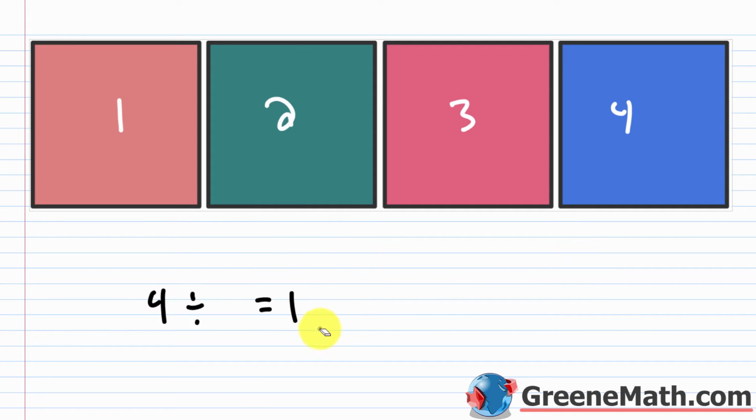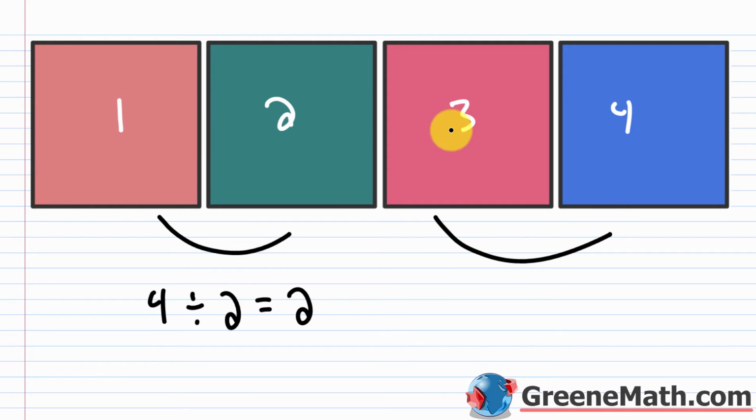Let me get rid of this, and let me change the problem up. So let's say we said 4 divided by 2 now. So we know this equals 2, but again, I'm asking how many equal groups of 2 can be made from 4? Well, here's a group, right? So 1, 2, and then another 1, 2. So 4 divided by 2 would be 2.